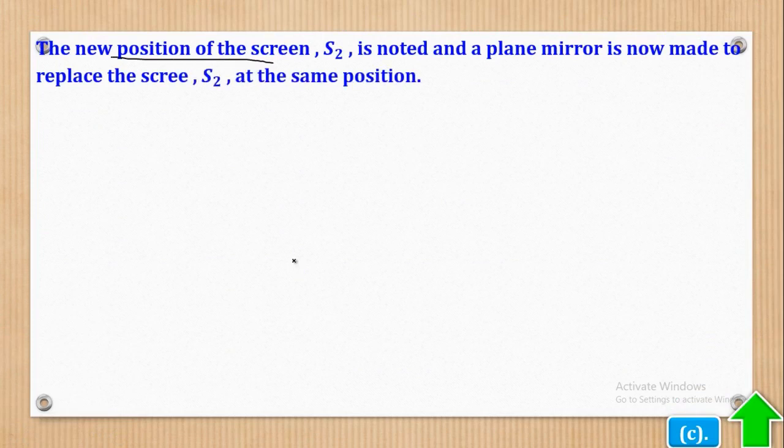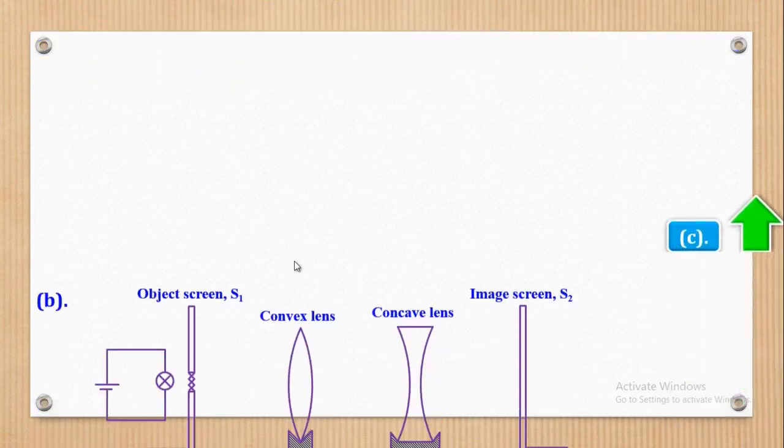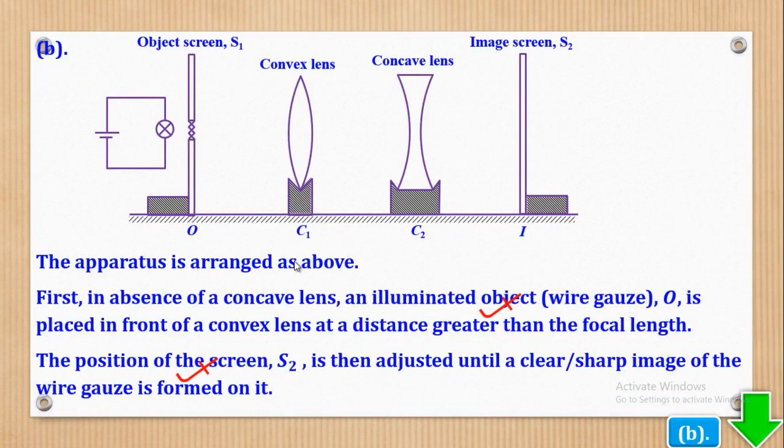So the new position of screen S2 is noted, and a plane mirror is now made to replace the screen S2 at the same position. I think you realize that now we are going to put there the plane mirror which was given in the question. So we are going to remove this image screen, and at that very point you put there the plane mirror.